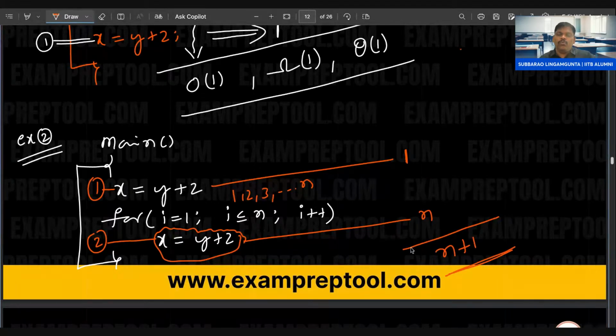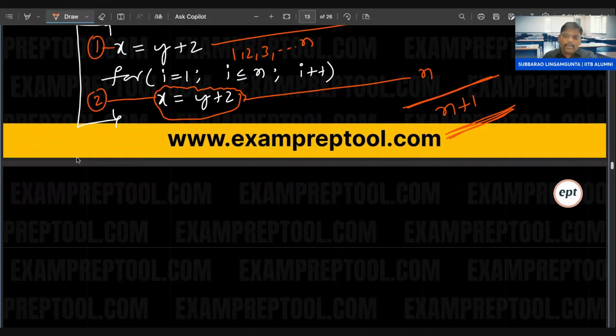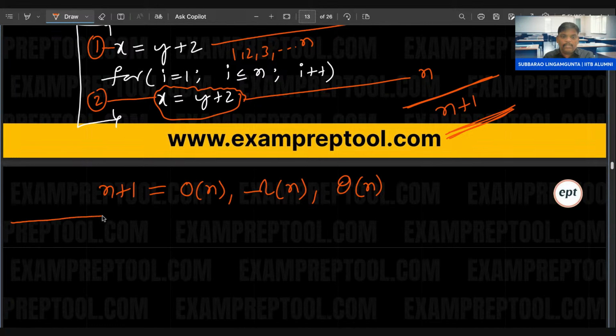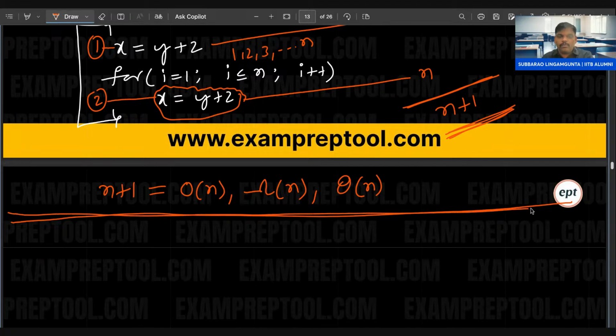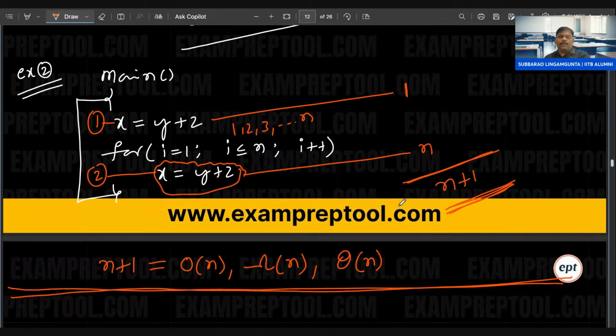Overall program time, order of magnitude is n plus 1. Now, overall program order of magnitude n plus 1 can be written, forgetting about the constant, as big O of n, omega of n, theta of n. So these all are correct. This is the second problem, and until now I have covered two problems.